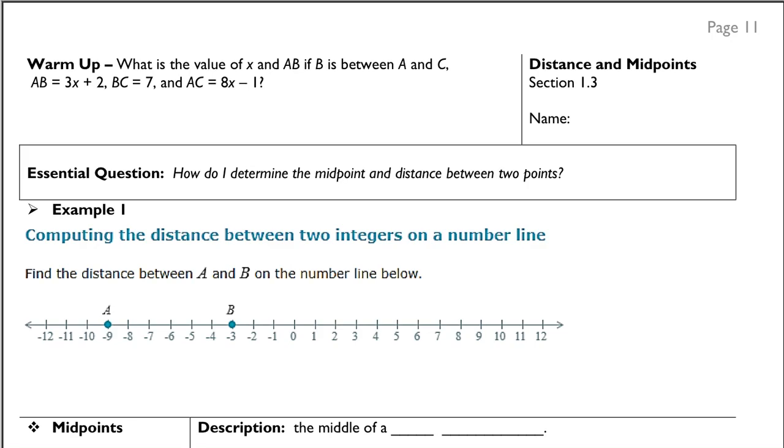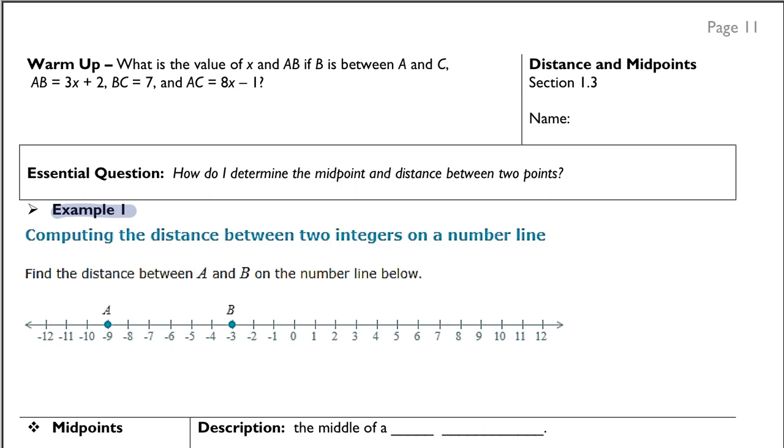Hello and welcome. Today we're going to be talking about both distance and midpoints. This will be section 1.3 in our book, and we're going to ask ourselves, how do I determine the midpoint as well as finding distance between 2 points? So our first thing again is going to be highlighting our examples.